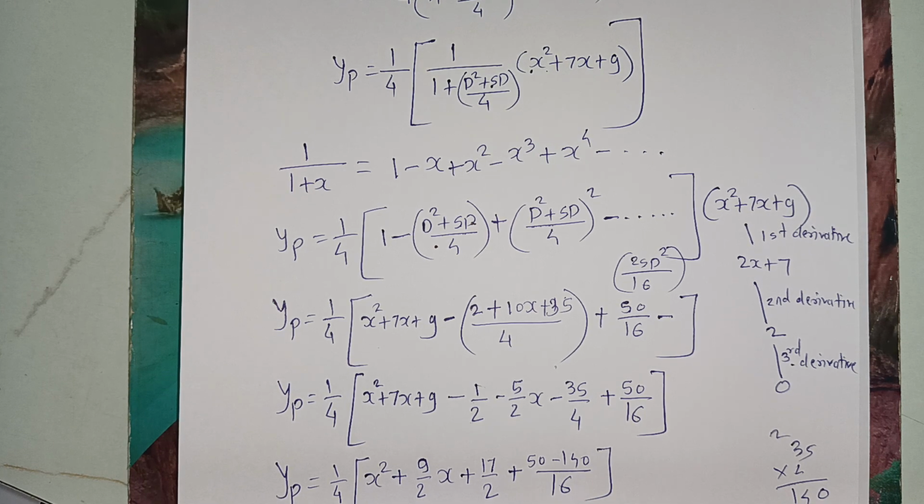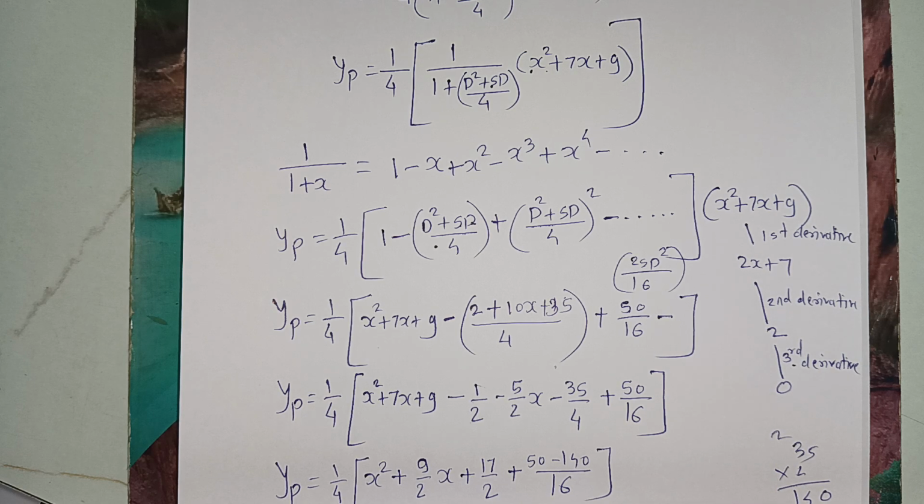Again you can divide by common factors. So yp is equal to 1 by 4 x square plus 9 by 2 x minus, the common factor is 2 only, so 45 divided by 16 by 2 is 8. This is your final answer.